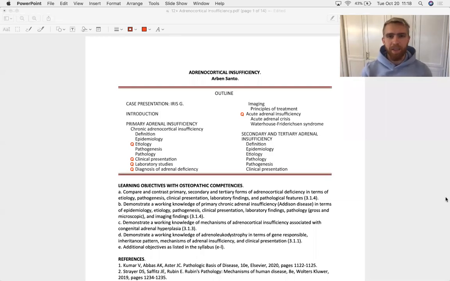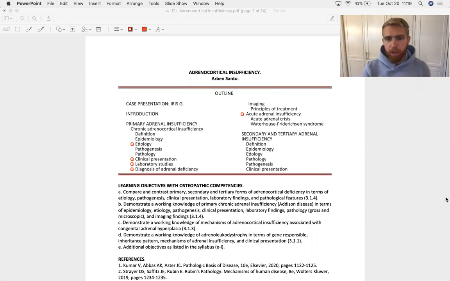Hello. Let's discuss adrenocortical insufficiency. Primary adrenal insufficiency is very easy to differentiate from secondary and tertiary. Primary adrenal insufficiency is because there's a problem with the adrenal glands themselves, and so you are going to see a high blood ACTH in an effort to stimulate those adrenals to pump out more cortisol, aldosterone, and androgens.